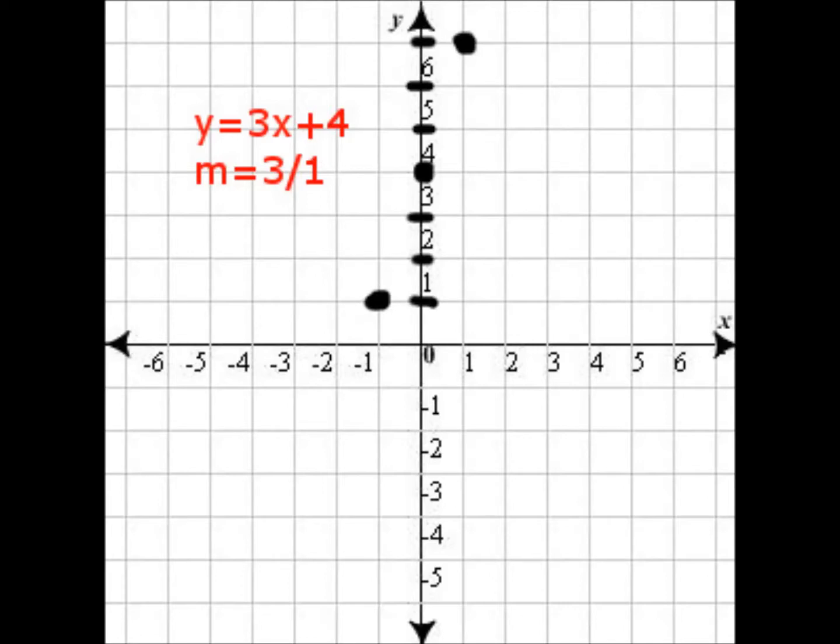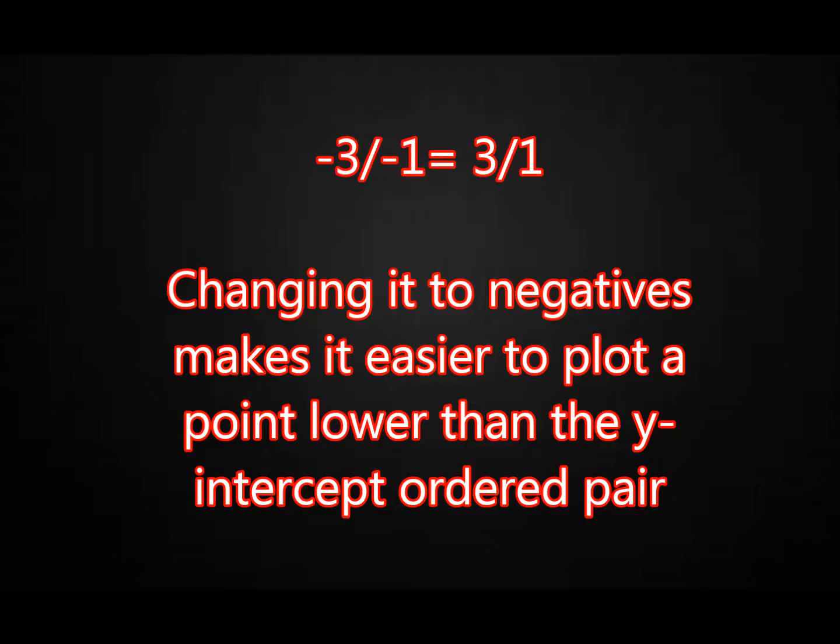Since there's no more room at the top of the graph and we want to include one more point, we will have to take the negative form of the slope, which would be negative 3 over negative 1. And starting at the y-intercept point of 0, 4, we will be going down 3 spaces and to the left 1. Notice that this does not change the original slope of 3 because negative 3 over negative 1 is still 3. By changing the slope values to negative, it makes it easier to plot points lower than the y-intercept ordered pair.